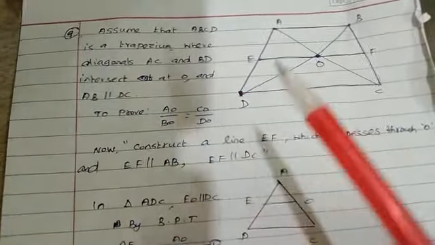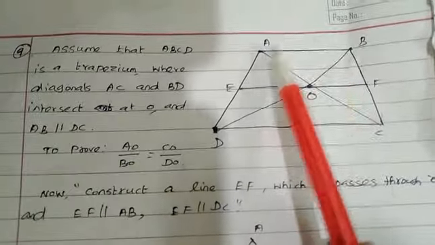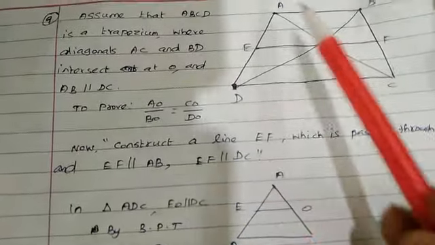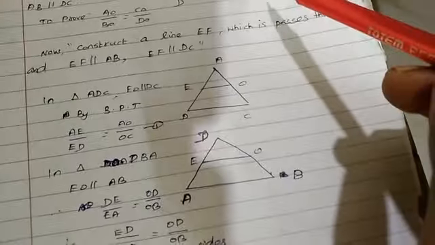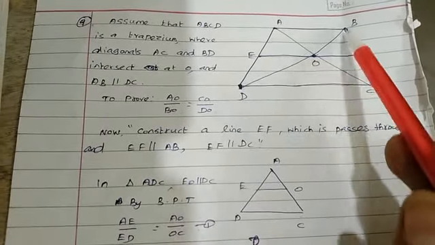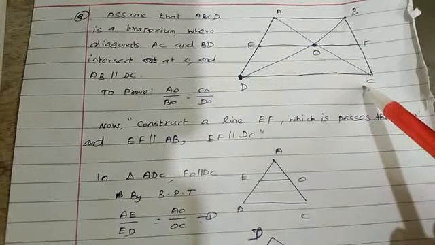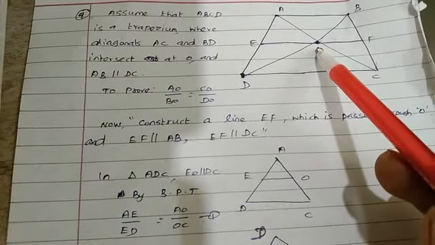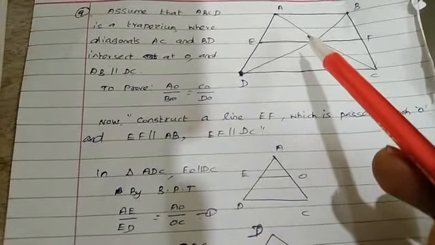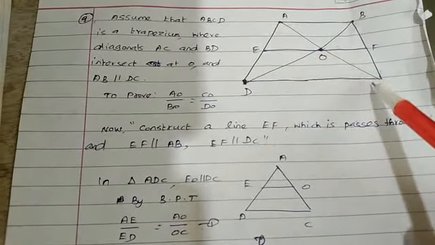Now construct a line EF which passes through O and is parallel to AB and DC. Now consider AO divided by BO, and next CO divided by DO; this is what we need to prove. Suppose we consider AO divided by CO. So what do we want to write?